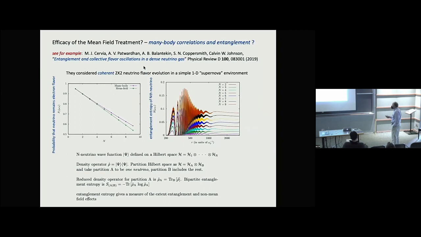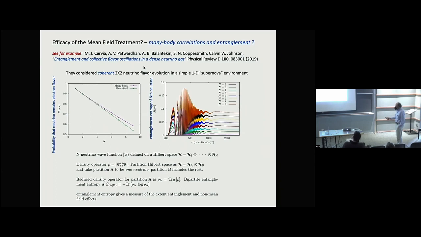Finally, you could now question the efficacy of this mean field treatment. So I direct you to this paper by Michael Cervia, Amol Patwardhan, Baha Balantekin, Calvin Johnson, and Coppersmith on entanglement and collective flavor oscillations in a dense neutrino gas. I find this paper to be terrifying. They can't treat many neutrinos. Keep in mind, there are roughly 10^58 neutrinos in the supernova environment. In this calculation, they go up to 10.